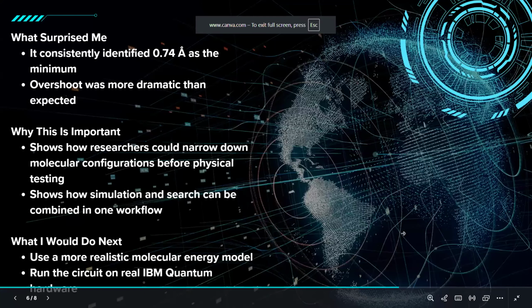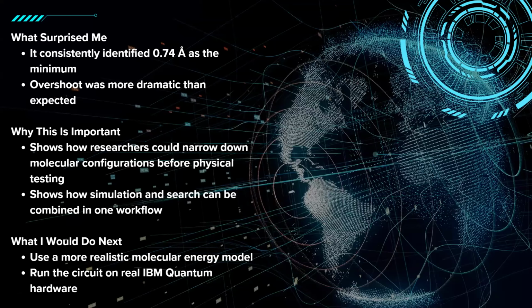Mostly what surprised me was that the overshoot was a lot more dramatic than I thought it would be, and also 0.74 was a consistent answer throughout the whole thing, so I was really surprised by that. I didn't know it would be so accurate. This project was important to show how researchers could use a simulator, because I didn't use an actual molecular energy model, so they could use that before they go on to building and testing. What I would do next if I got more time would be to use IBM quantum hardware or something more complex, since this is a very basic representation of research.